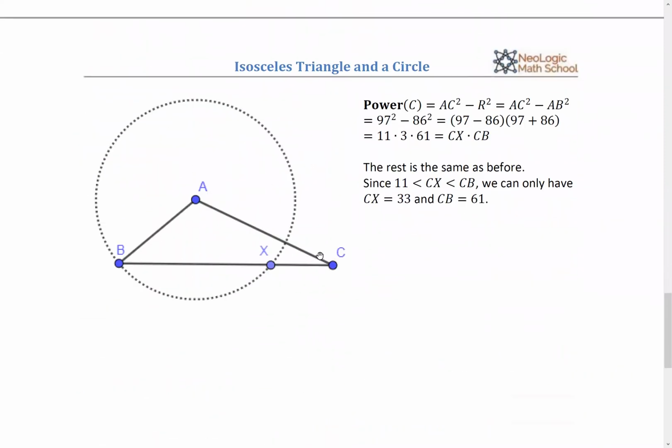If you look at the power at point C, it should equal AC squared, that's our D here, D squared minus R squared, which is AC squared, 97 squared, minus R squared. R is AB, right? That's a radius. 86 squared, which is 11 times 3 times 61, that we know from last time, right?